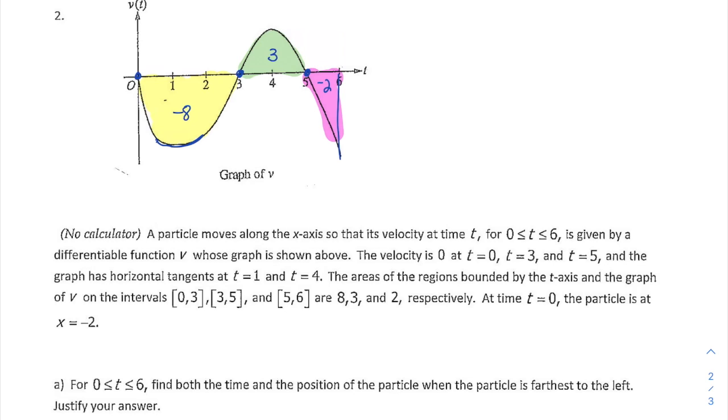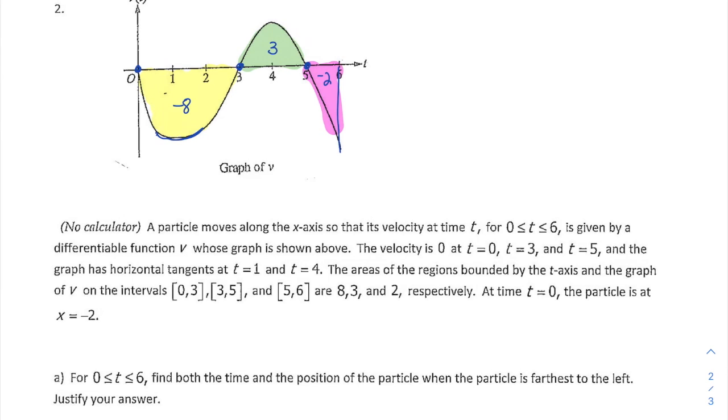So here's our question. For the interval 0 to 6, find both the time and the position of the particle when the particle is furthest. Part A. For 0 less than or equal to t less than or equal to 6, find both the time and the position of the particle when the particle is farthest to the left. Justify your answer. So I'm looking for when the particle is farthest to the left. So what I'm asking for is really to minimize, because I want to be to the left, minimize position.